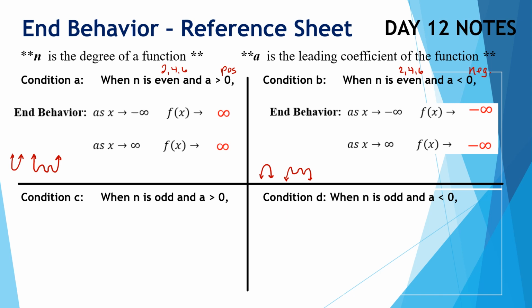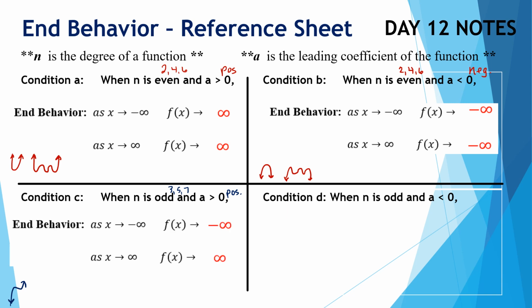Okay, the odd degree functions. So if the degree is odd, whether it's 3, 5, or 7, and again, that a value is bigger than 0, so it's positive, remember our odd functions do that opposite on each side. So one side, the right, will go up, and the left side will go down. So right side to infinity, left side to -infinity. And again, you can have multiple curves and humpity bumps in between, as long as the left goes down and the right goes up.